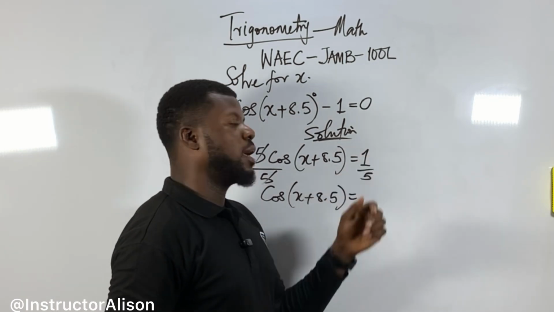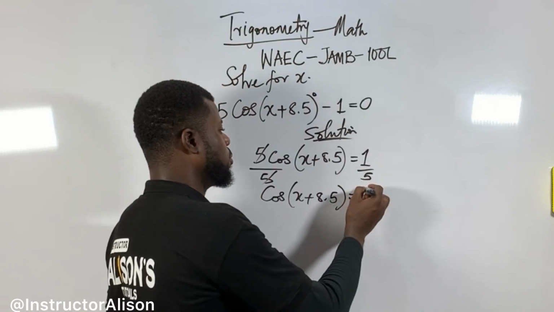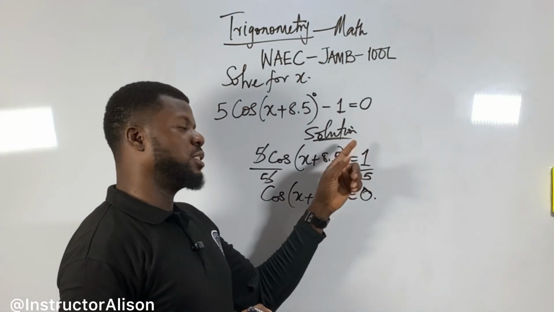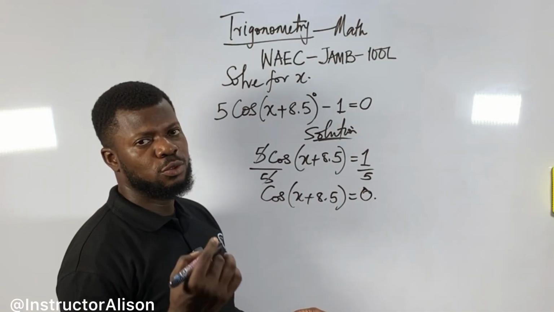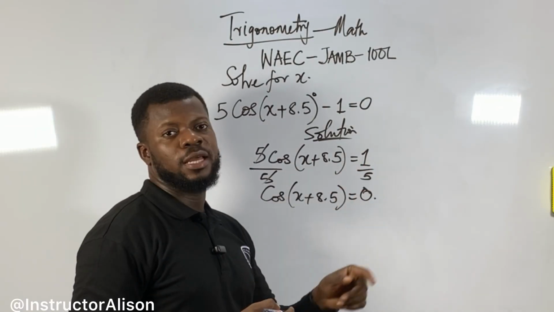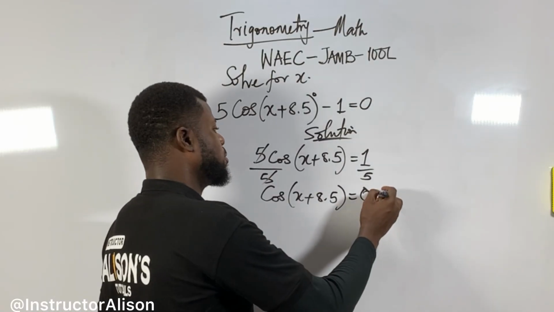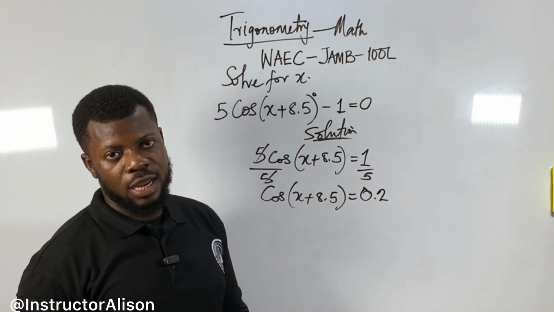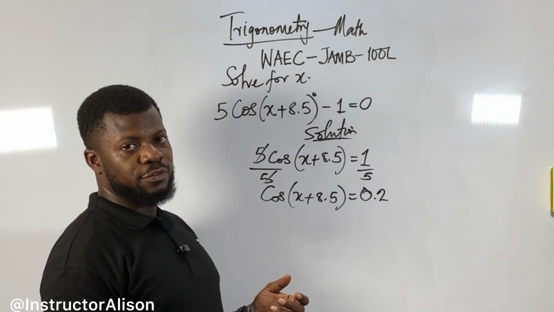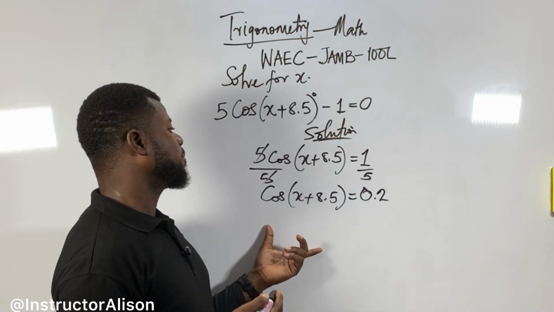5 going into 1, how many times? It is not possible, so you put 0 point. As you put 0 point, 5 still cannot go into 1, so what you do is add 0 to make it 10. Can 5 go into 10? Yes, 2 times. So I get 0.2. You see, with a calculator I don't even stress myself with that long division. So what will you do again?